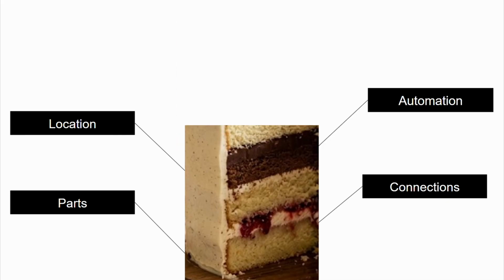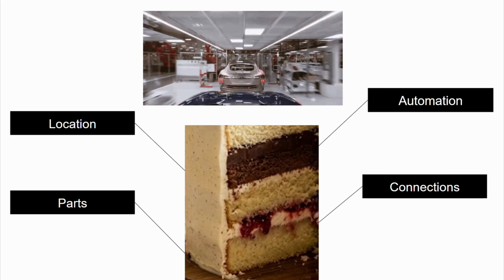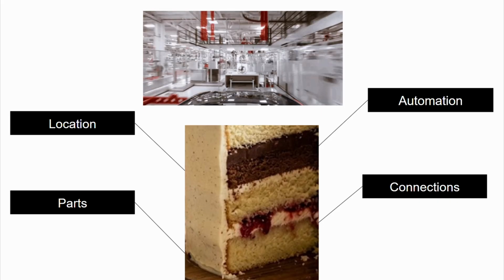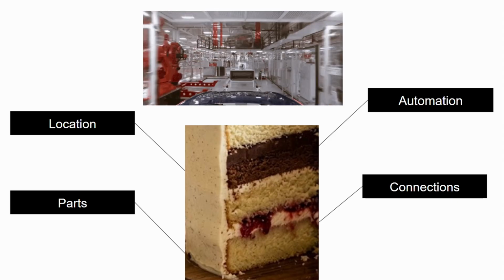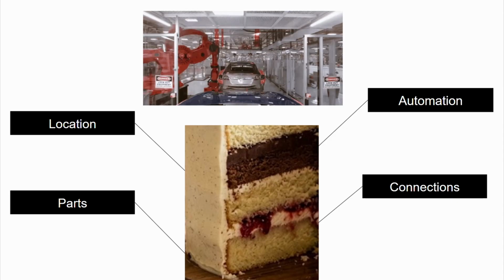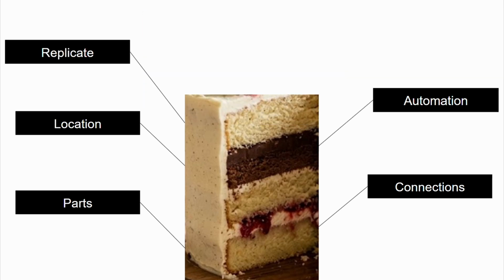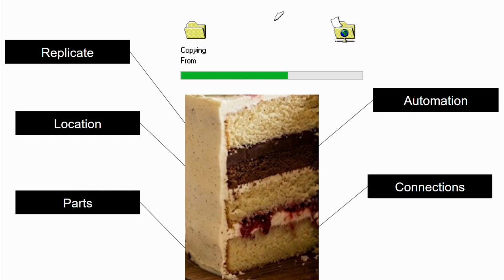Then you got automation, which is basically what the building does, right? Or the things that are moving within it. It can be electricity, it can be elevators, etc. Now we have the final thing, which is replication. And when it comes to replicating, we have a copy and paste mechanism, right?